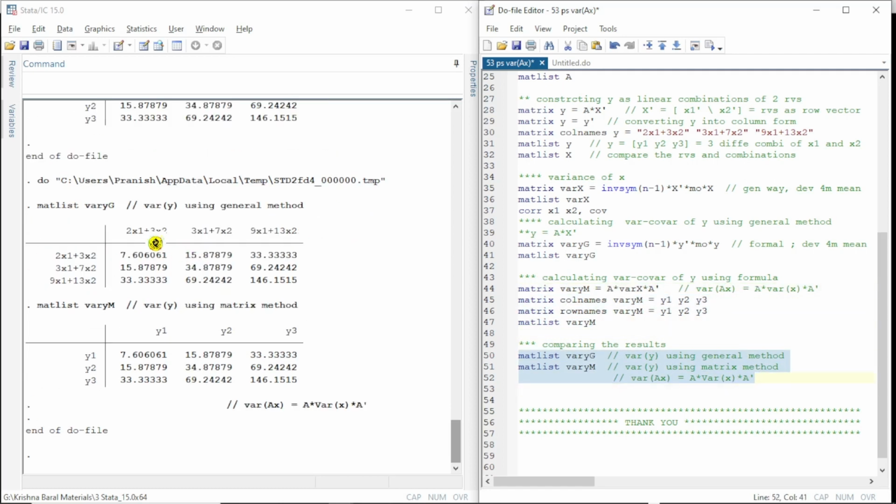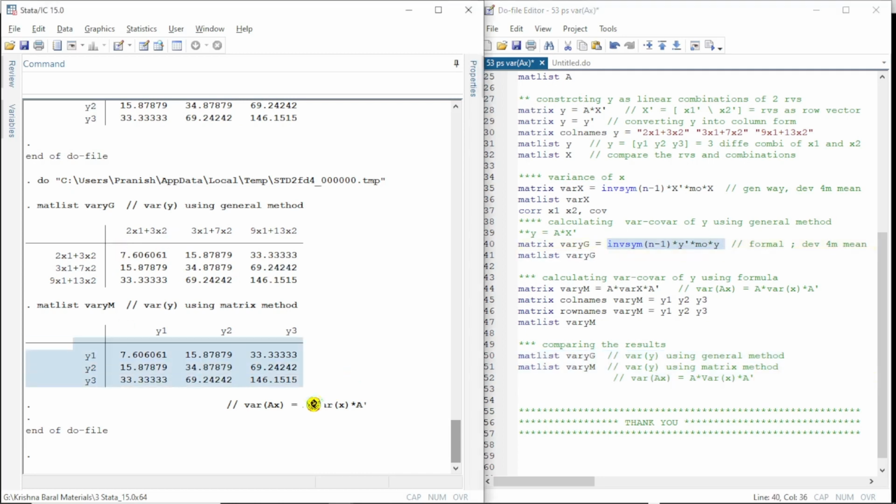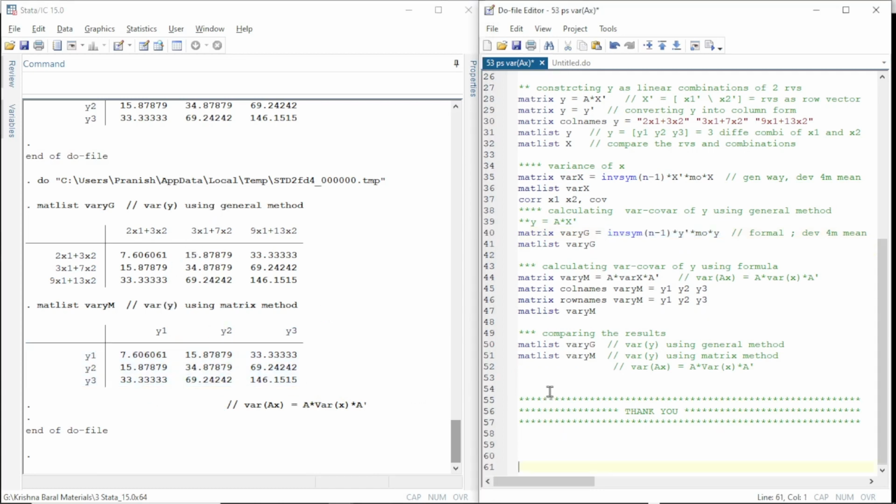Let us see it. The first variance we calculated using the general formula, and for the second we used the formula that the variance of AX is A variance of X A transpose. If we compare them, we get the same result. So they are one and the same.